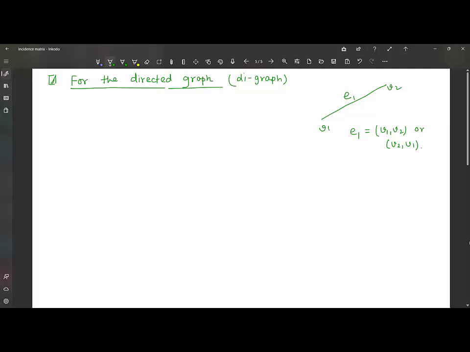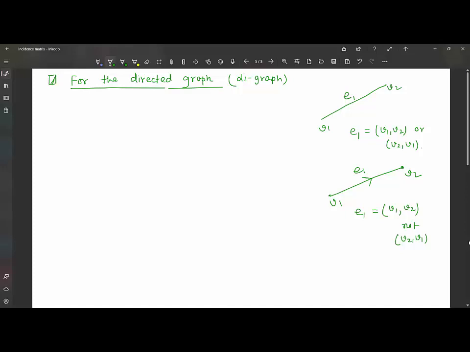But whenever it is the directed graph, here you will get some particular directions. Either it is from v1 to v2 or it is from v2 to v1, and suppose this is e1. So here e1 is actually v1 comma v2, but you can't say that it is v2 comma v1. If you take that, it will be wrong.